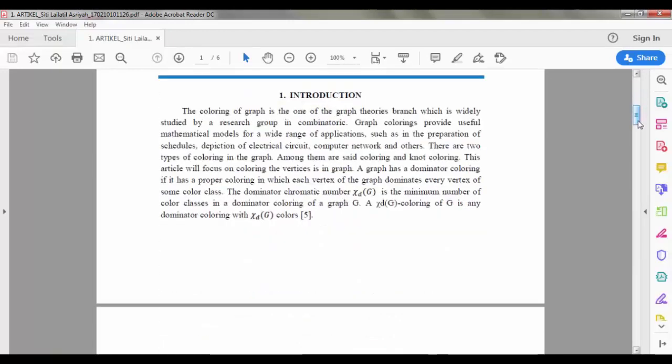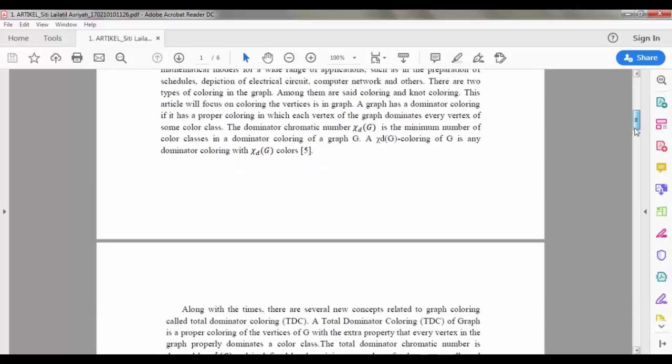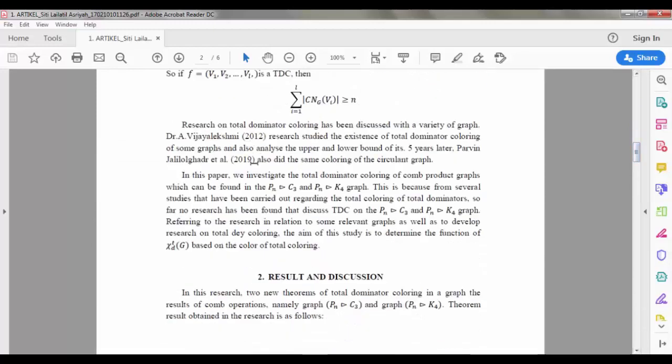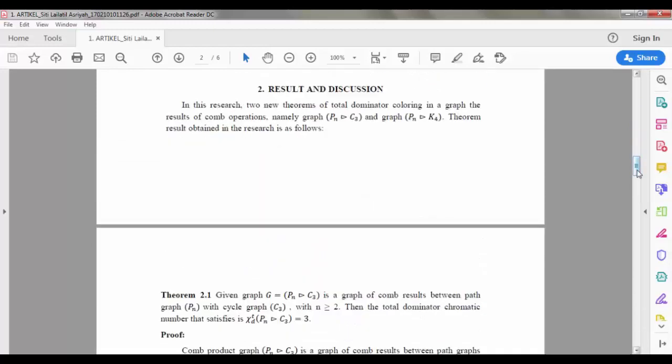Then, I will explain the introduction. The introduction takes the reader to the content of this article. This section explains the definition and the explanation of previous research related to the topic. Then, the result and discussion.